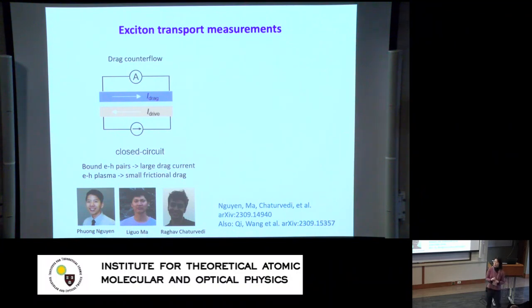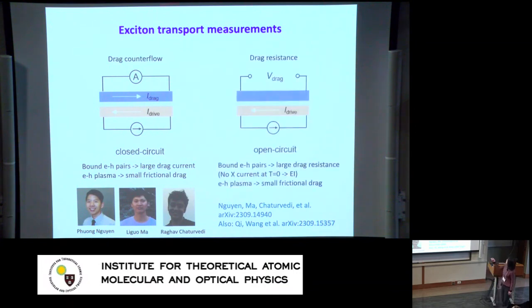If the excitons are not bound, electron-hole pair are not bound, then they just don't care about each other. You get a little bit of frictional drag, and that should be something small. And at zero temperature, this friction drag is expected to go to 0.